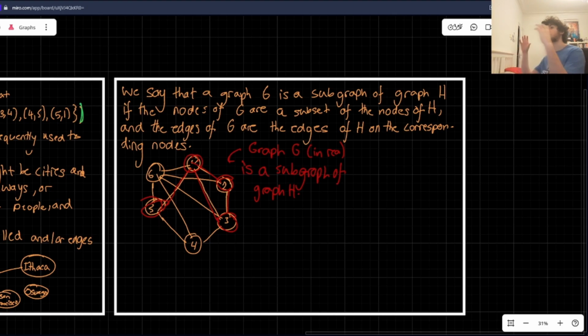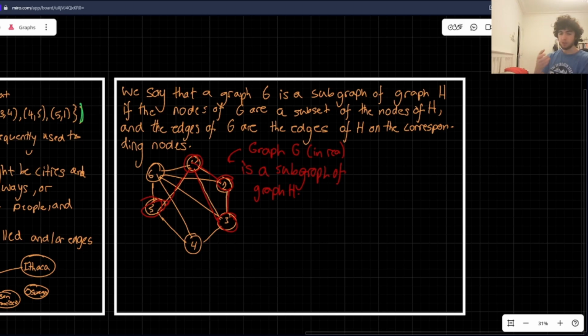So the set of nodes of G is a subset of the set of nodes of H, because all the nodes in G are in H, or all the nodes in that set are in the set of all the nodes in H. Okay, so we have that condition, so that's true. And then we need to look at the second condition, which is that the edges of G are the edges of H on the corresponding nodes.